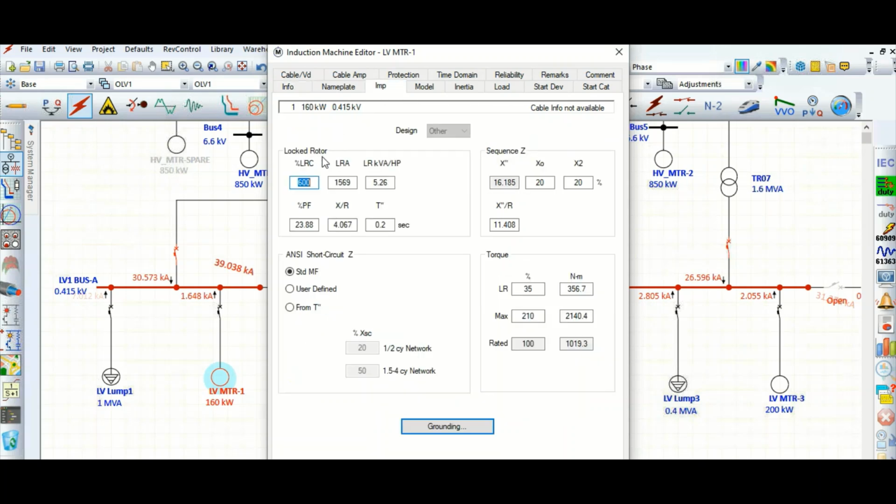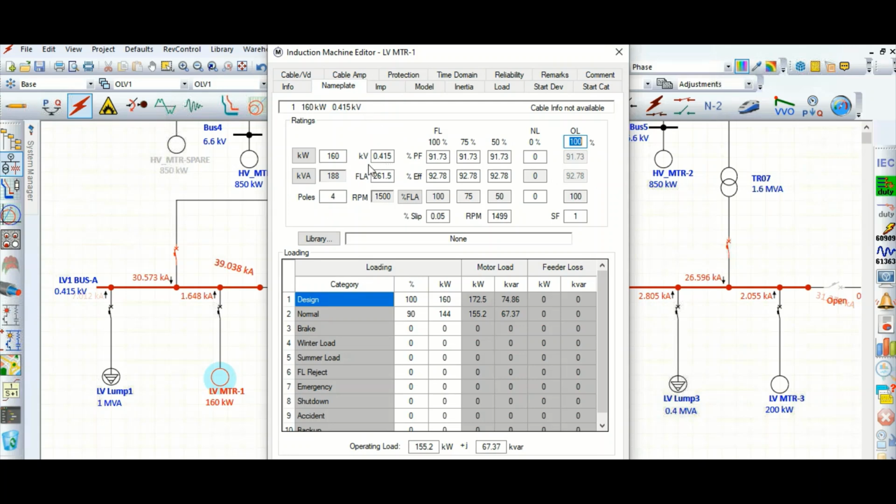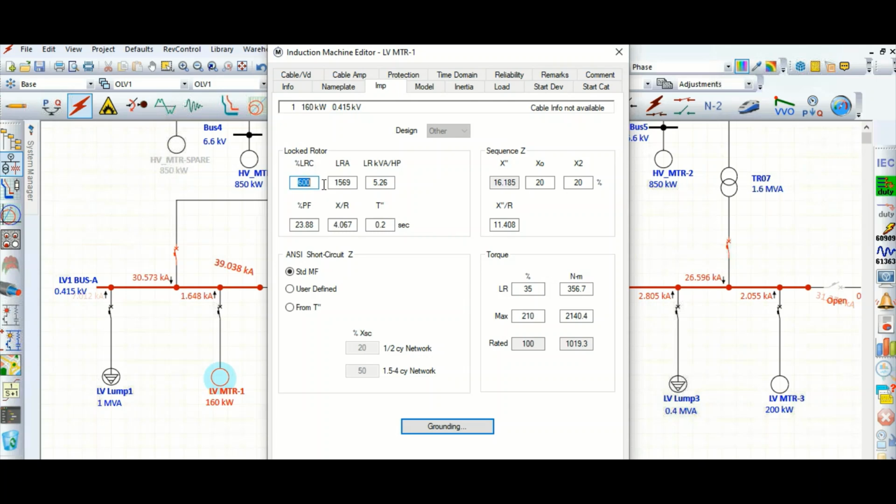Here, the locked rotor current or the starting current is 600% of the motor rated current. What is the rated current? The full load current is 261.5 amps. 261.5 amps multiplied by 600%, the locked rotor current comes to 1569 amperes. So corresponding to this locked rotor current of 600%, this fault contribution is coming as 1.648 kA.